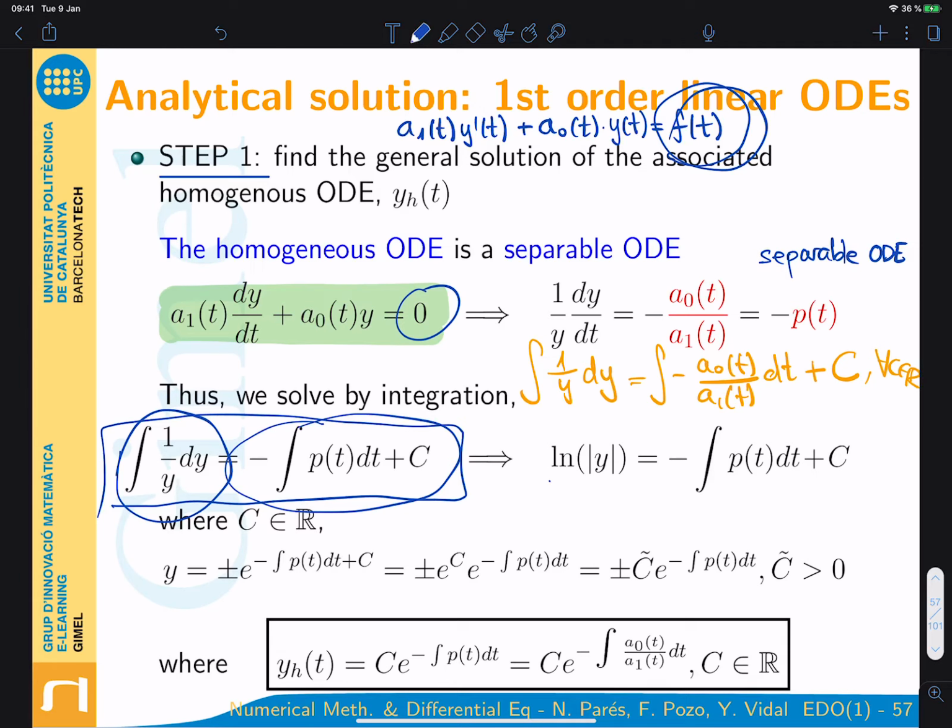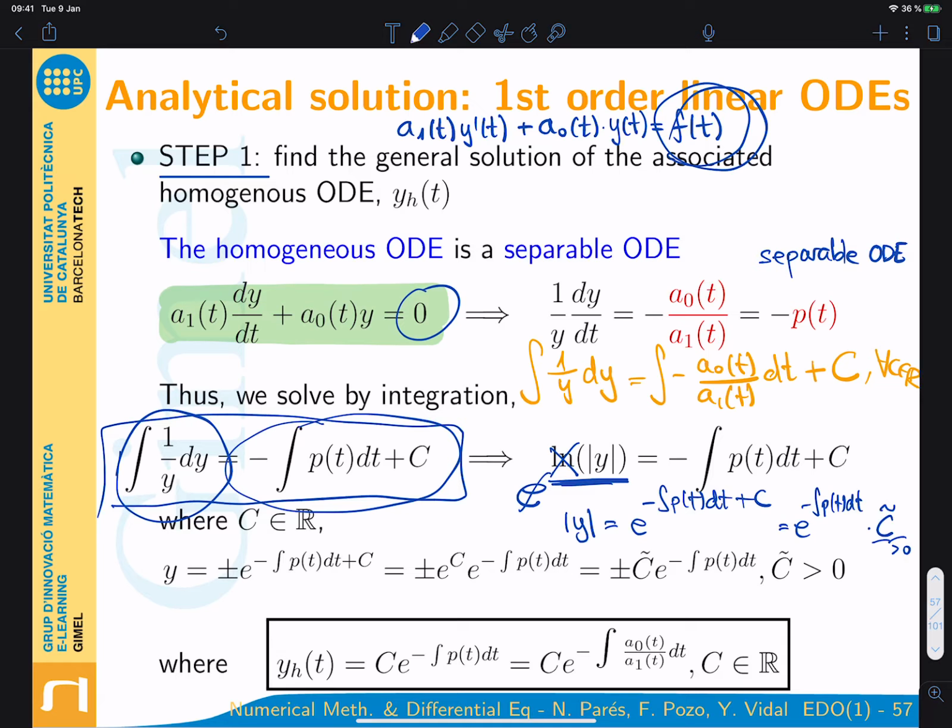compute this integral here, now we will apply the exponentials to get rid of the natural logarithm. Yeah, the exponential of this should be equal to the exponential of this term. And we find out that the exponential and natural logarithm are inverse functions. So what we would find is that the absolute value of y is equal to, let me write it better, the exponential of minus the integral of p plus c, which can be rewritten as this term times another constant that will be always positive because the exponential is always a positive function.